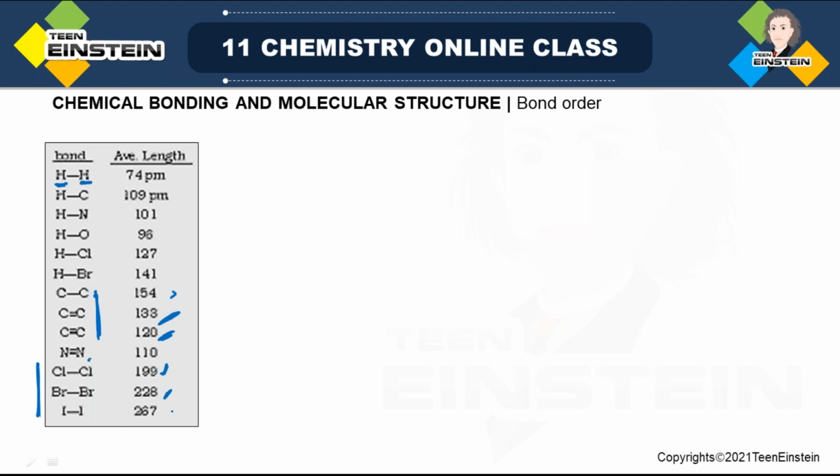So 199, and this is 267, so it is increasing, which is as expected. Also you can see when you are moving from HCl to HBr, H is fixed but Cl is changing to Br, so obviously there will be an effect on the size, which is clear here. Fine.